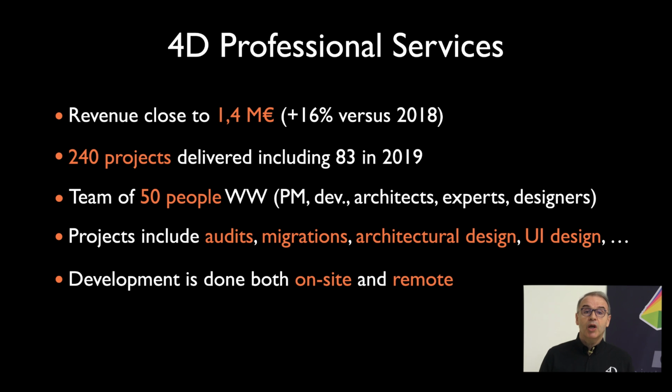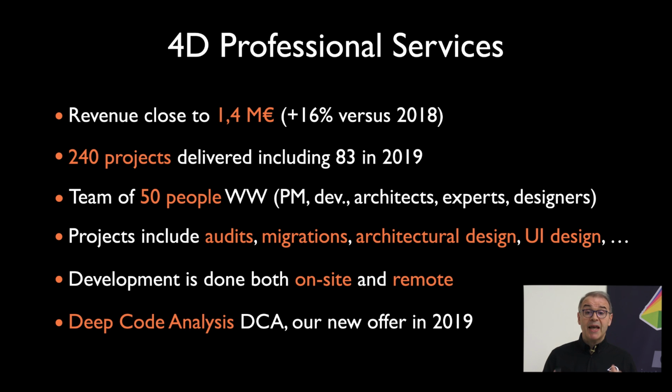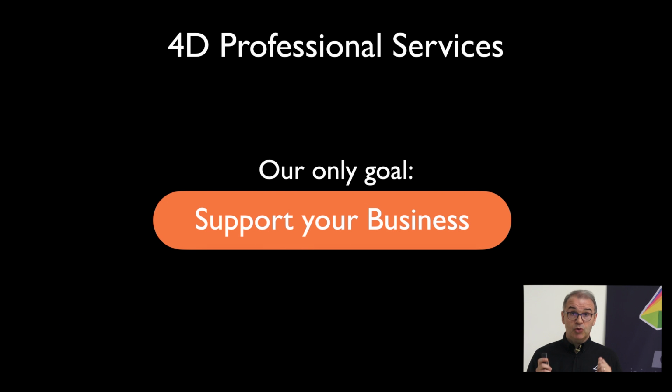And last year, we launched a new service called Deep Code Analysis, or DCA. As the name implies, the DCA increases your code performance and stability. By deeply analyzing your code and your logs, the DCA will detect any bottlenecks, slowness, and failures in your system. To learn more about the DCA and all our professional services, you are invited to contact your local team. And I just remind everybody that our only goal in professional services is to support your business.